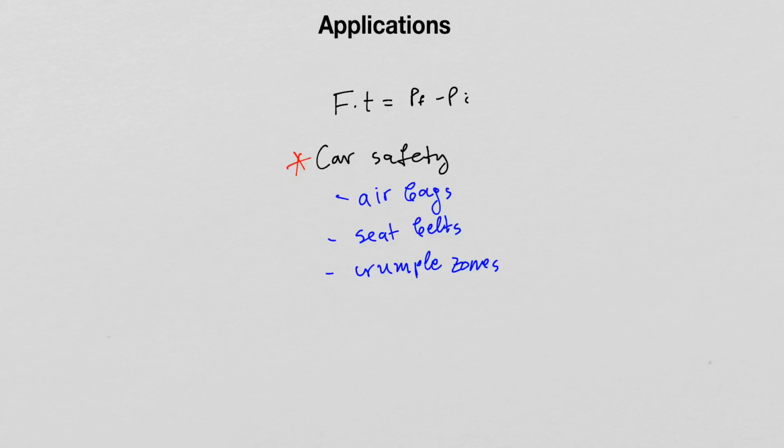And so to summarize, for car safety, the relationship between change in momentum and impulse of a force is important. We want to minimize the force that is acting on the car and the passengers inside and maximize the time of action of the force. And so to mitigate the force and increase the time, there are airbags, seat belts, and crumple zones utilized in car safety applications.